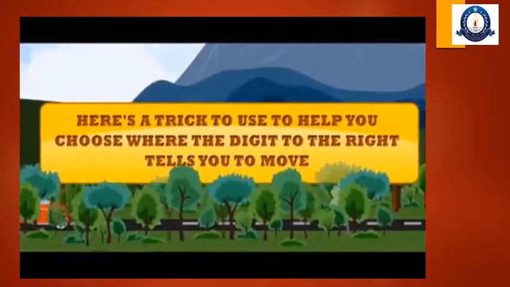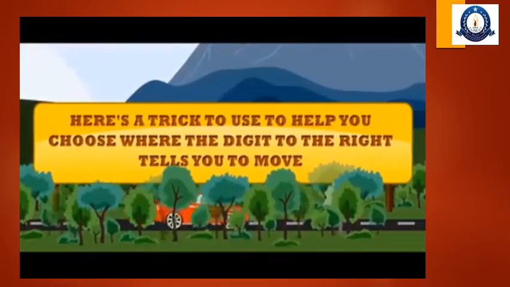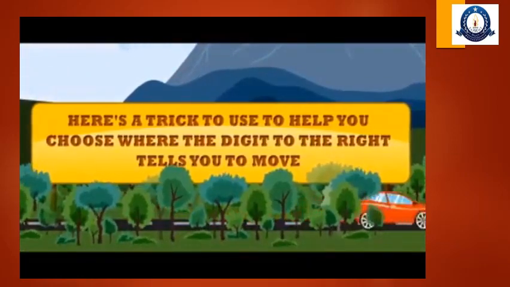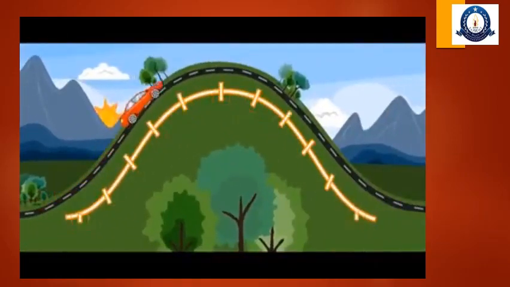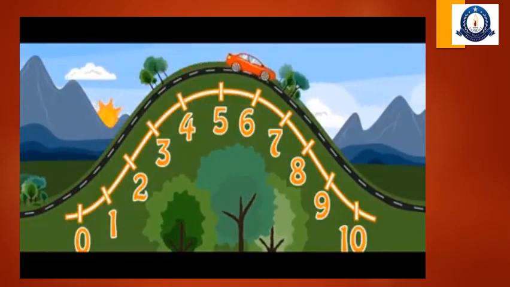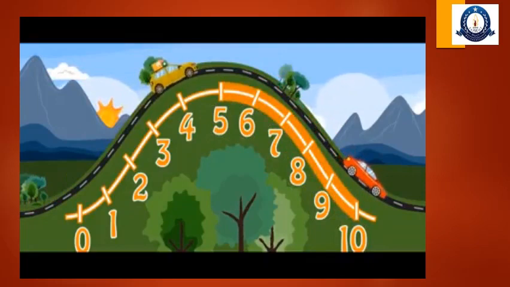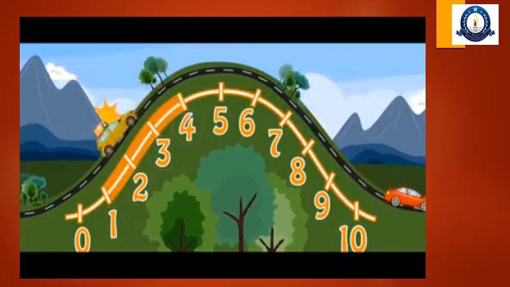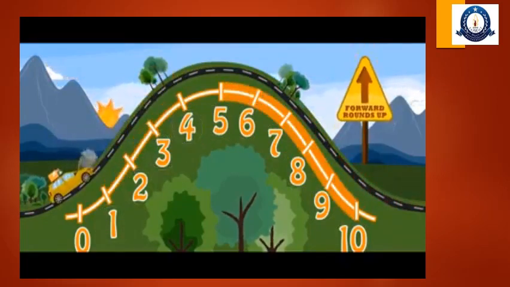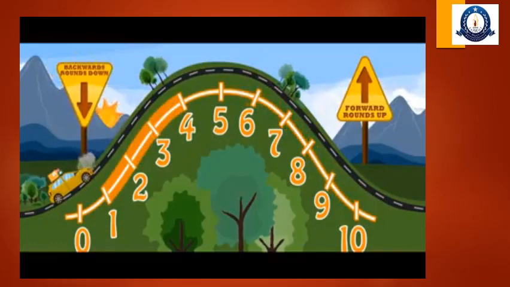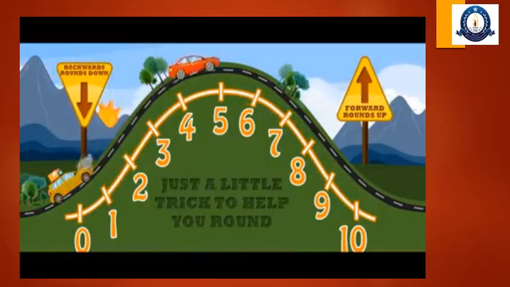Here's a trick to use to help you choose where the digit to the right tells you to move. Draw 0 to 10 on a hill with 5 on top. A car drives until it comes to a stop. If it's 5 or more, it moves forwards. If it's 1 through 4, it moves backwards. Forward rounds up, backward rounds down. Just a little trick to help you round.